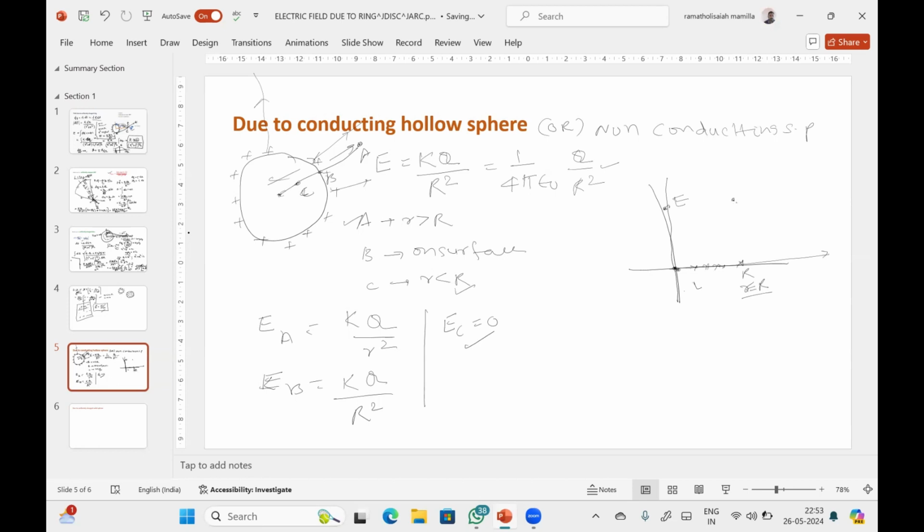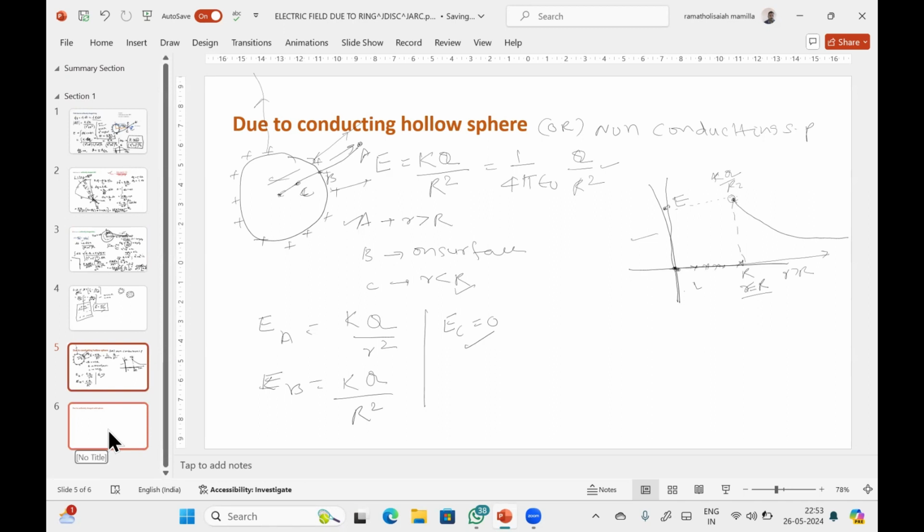Here the field starts, and it is KQ by r square. Up to here it is 0, no field. When r is greater than R, this equation represents a parabolic curve, so the field decreases and tends to zero at infinity. So this is the field versus r graph for a conducting hollow sphere or non-conducting solid sphere. So this is the graph of E versus r.